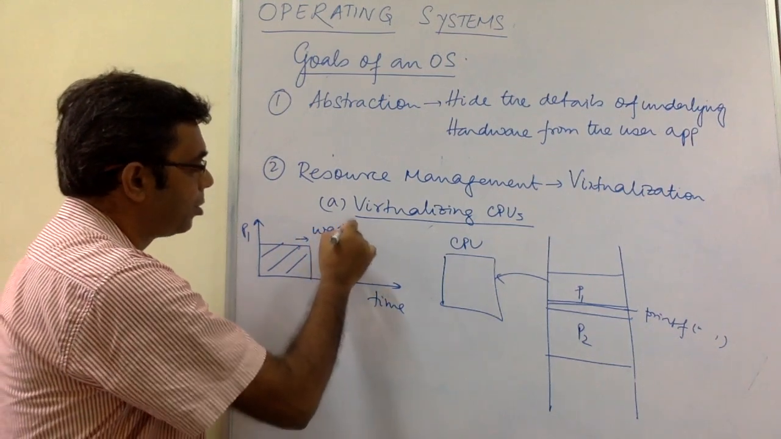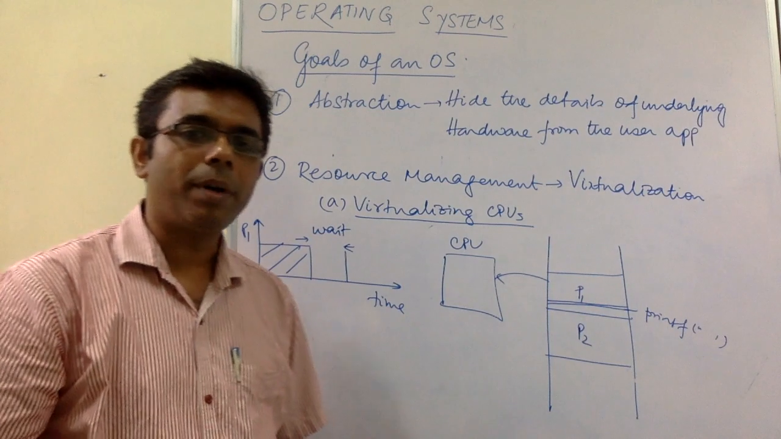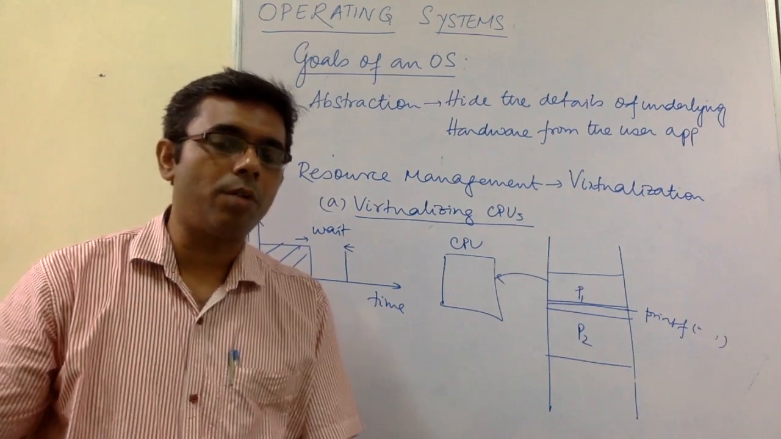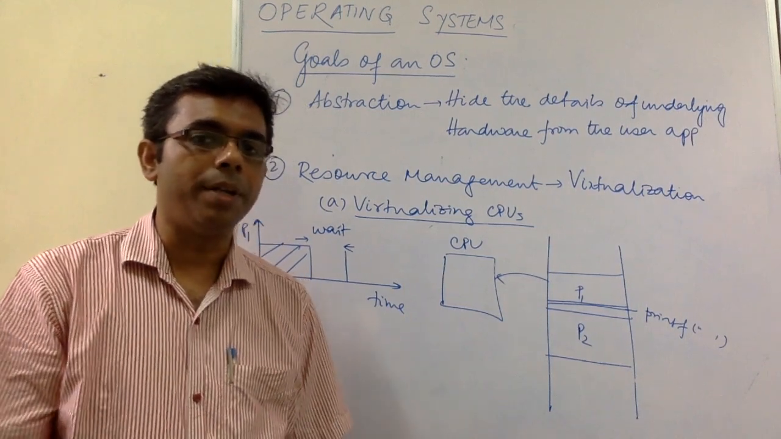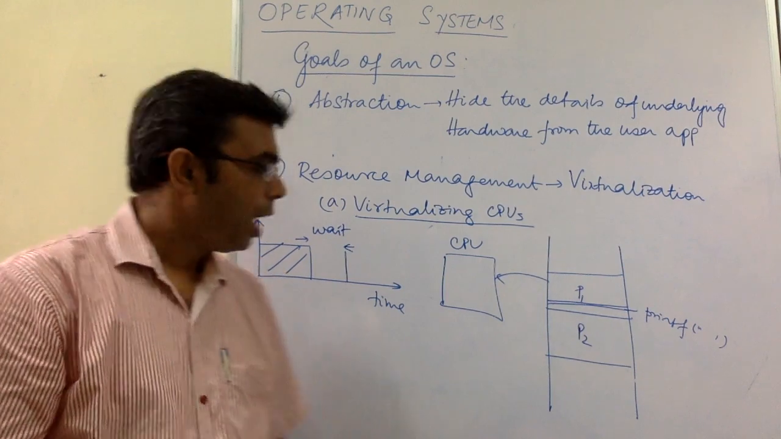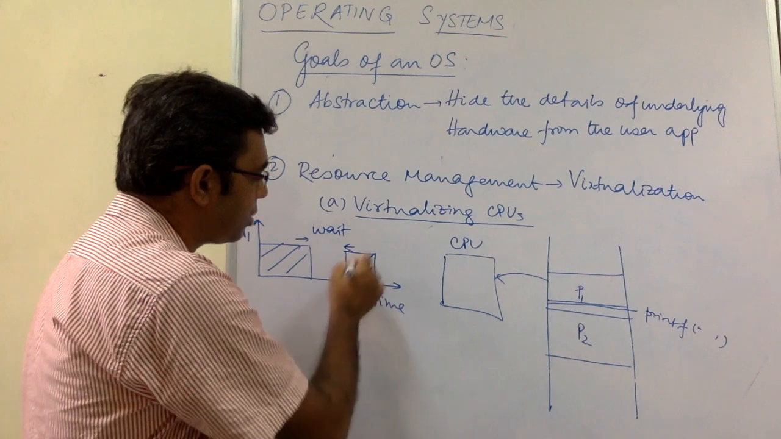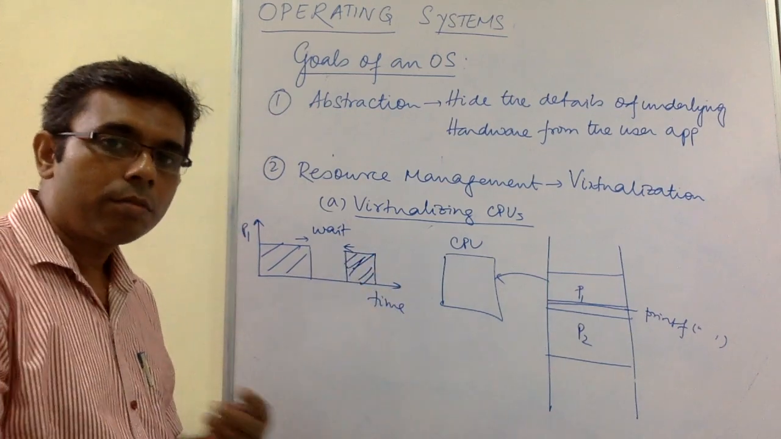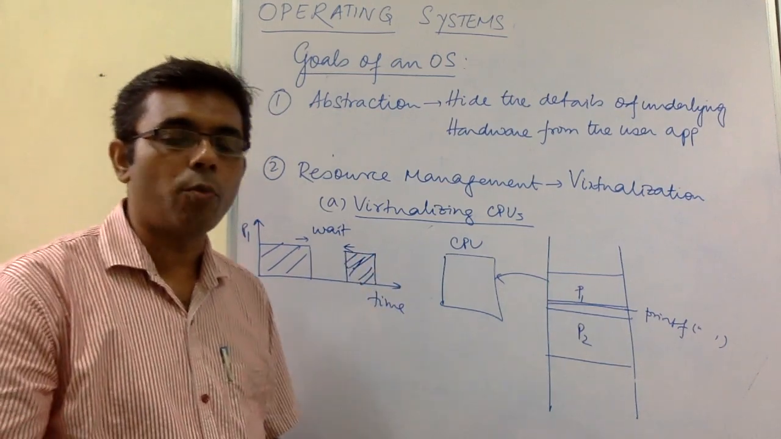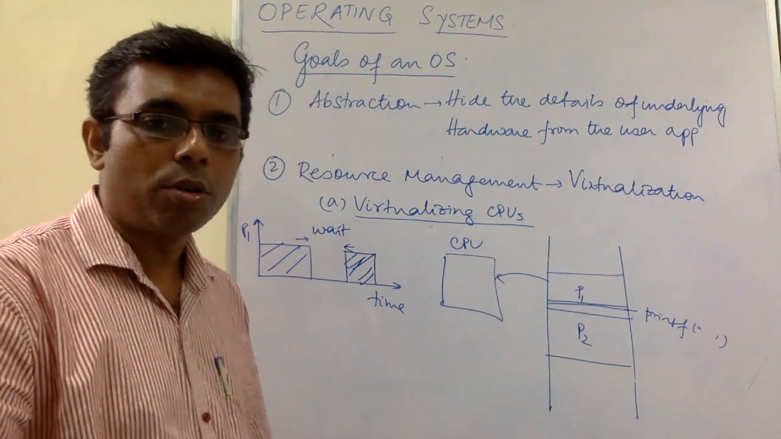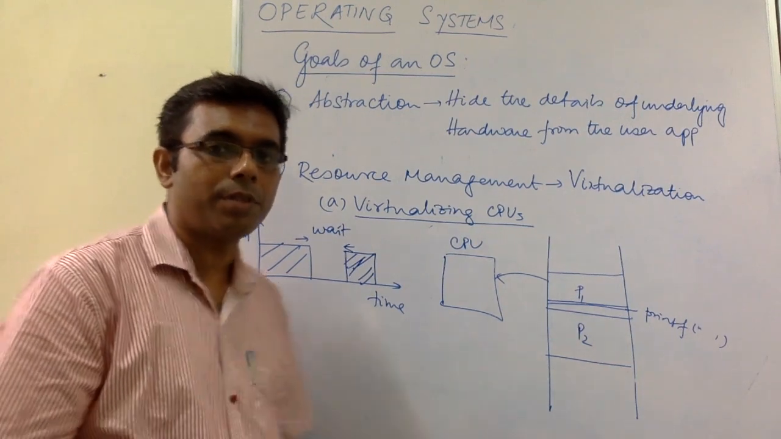Okay, it waits. What does it wait for? That particular device to be accessed and whatever it needs to be done to be completed. Okay, and if you look at the entire cycle, there are multiple such instances at which the process P1, the program P1, has to wait. But that's not a good thing to do because it brings down the performance of a system.